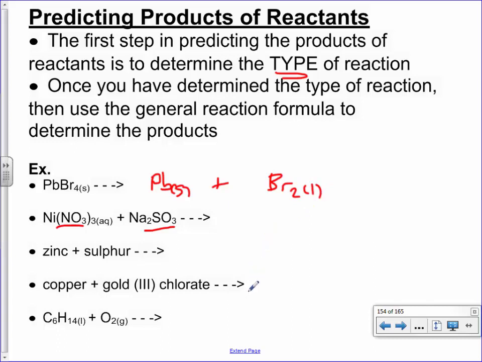Last step, balance it. Lead's actually good. You got 4 bromines to 2 bromines, put a 2 there, we're done. And this is what you guys are going to do tomorrow. I will only give you the start. The new challenge now is to figure out, well, what's it going to do? So let's try another one.